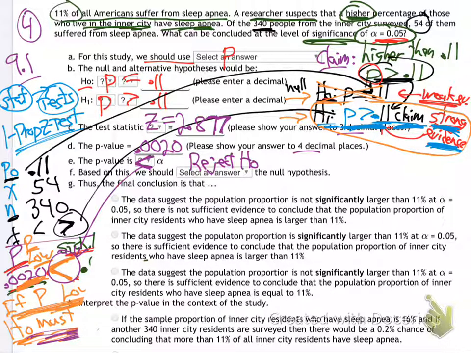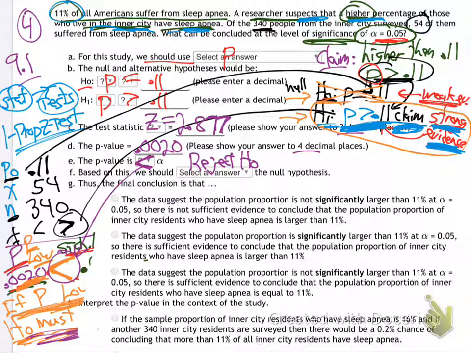Remember the inner city people? The researcher suspects that higher than 11% who live in the inner city have sleep apnea. Well, he's right. At least the statistical evidence supports his claim strongly. There's strong evidence that the percentage who have sleep apnea in the inner city is greater than 0.11, which he was claiming. That's where the statistical evidence goes.